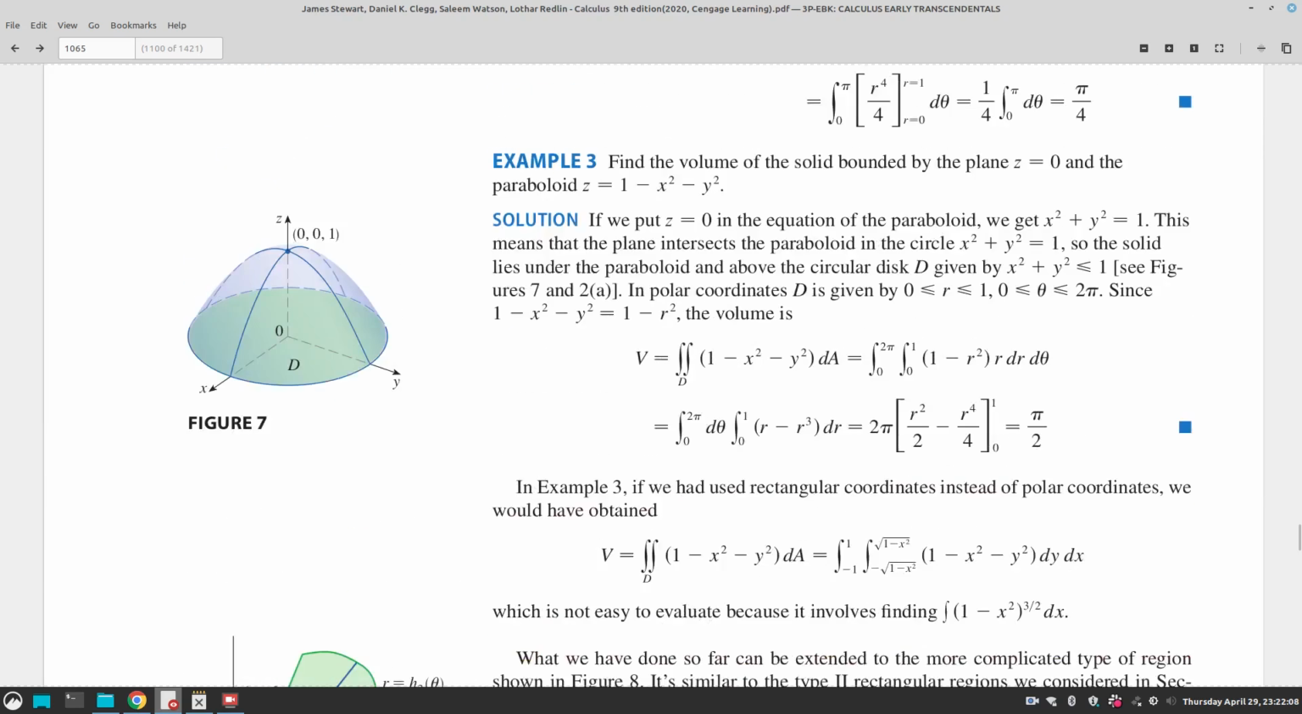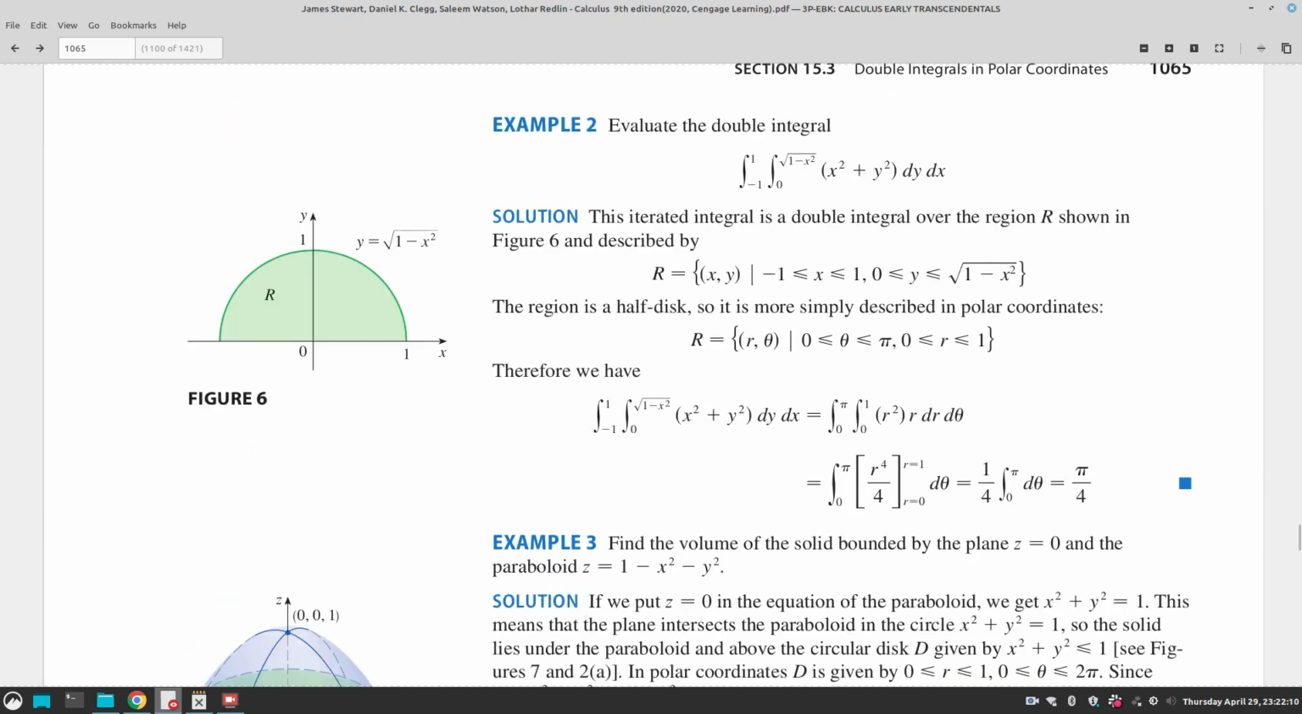Of course, this is the volume under the graph z equals x squared plus y squared, a cone below the graph, above the semicircular region in green.